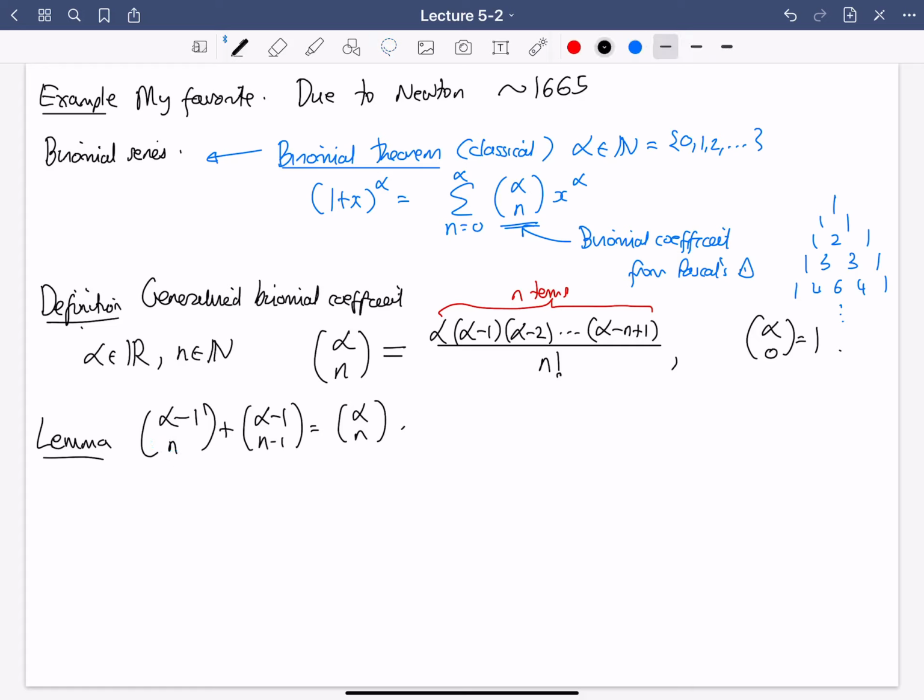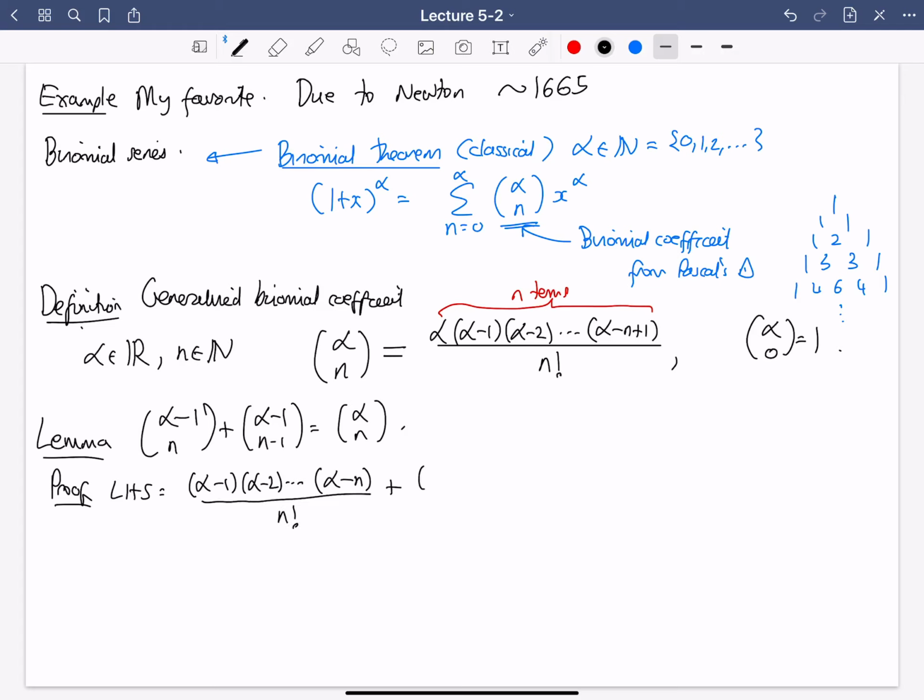And I guess we've got to prove this. So it's a simple identity. I'm just going to take the left-hand side and calculate. The left-hand side is alpha minus 1 choose n. So you take these factors and you subtract, and it's going to end at alpha minus 1 minus n plus 1, which is there.